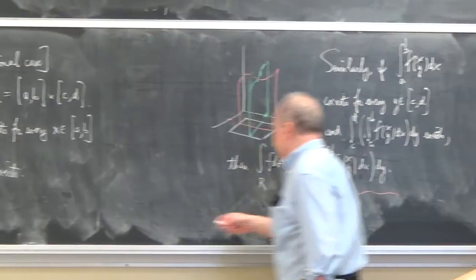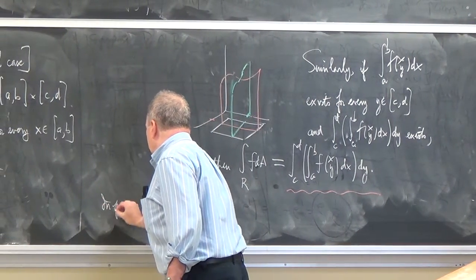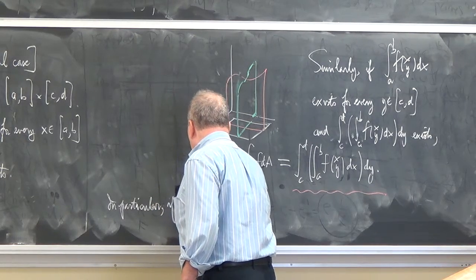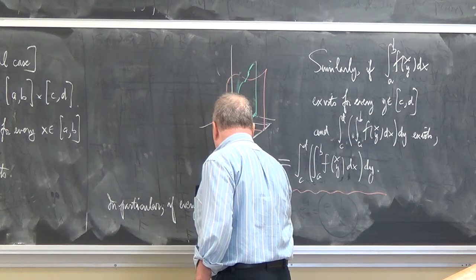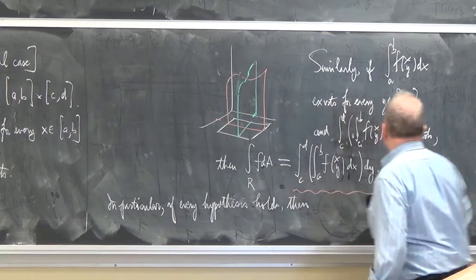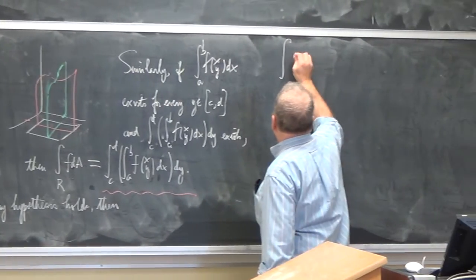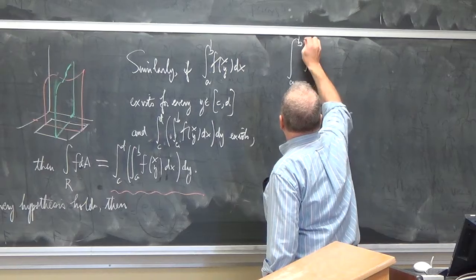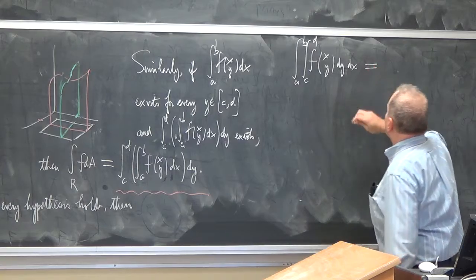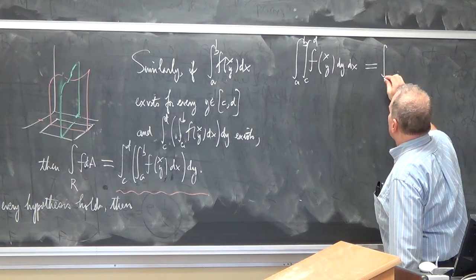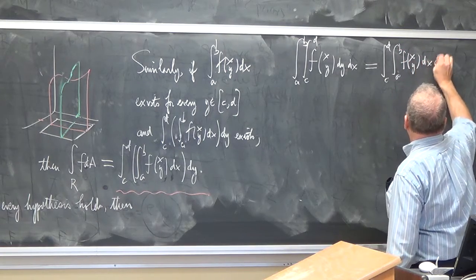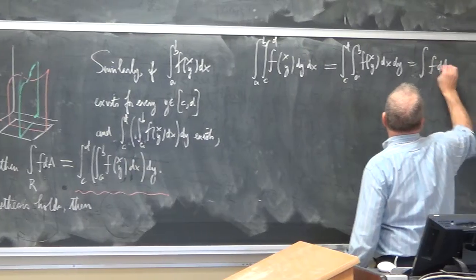All right, so let me finish the statement. So in particular, if every hypothesis holds, then the integral in one order equals the integral in the other order because they're both equal to the double integral.